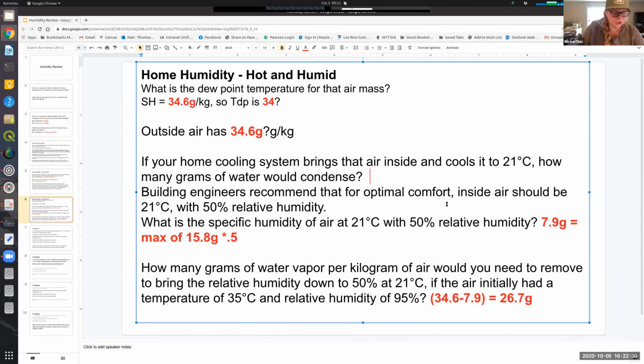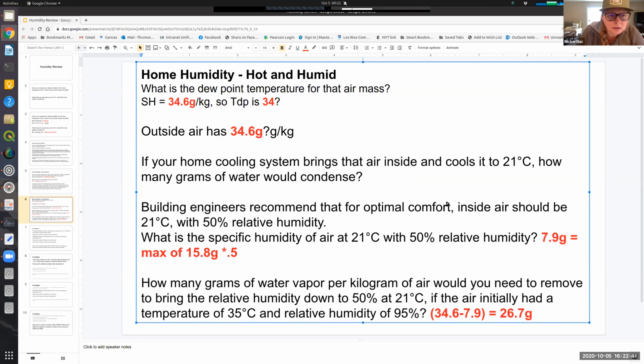Wait, just to make sure, I just deleted it. Because that's the question. If your home cooling system brings that air inside and cools it to 21 Celsius, how many grams of water would condense?